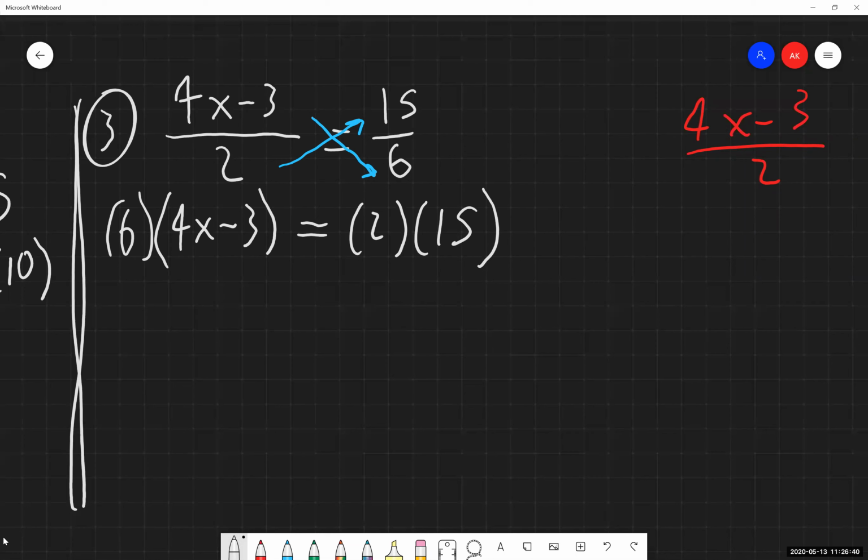And now, on the left-hand side, we're distributing. The 6 is going through to every term inside the parentheses. So we're going to get 24x minus 18 is equal to, and on the right-hand side, we're just getting 30.